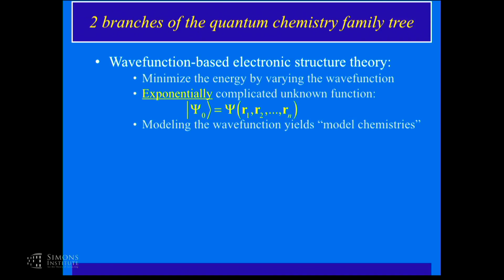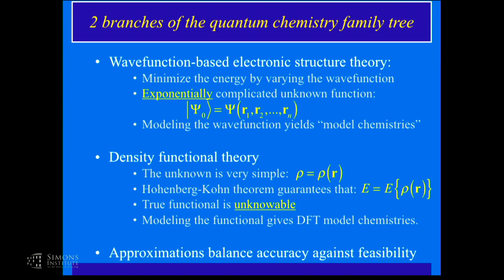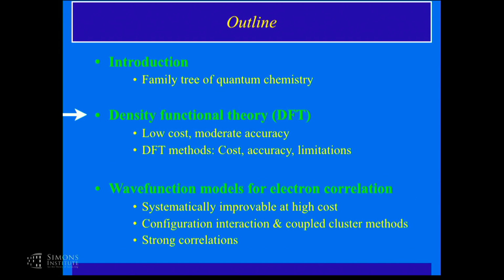Okay, so there are two branches to the quantum chemistry family tree, and one is modeling that exponentially complicated wave function. The other is modeling the, in principle exact, in practice unknowable density functional. And both of these define model chemistries, different approximations, different models, which are solved precisely enough that we can get those energy differences with the significance we need. And any approximation balances accuracy against feasibility. In other words, the perfectly accurate result, in principle, we know how to get it, but it's perfectly unfeasible, and the perfectly feasible ones are often perfectly inaccurate. Okay, so speaking of feasible and possibly inaccurate, we'll turn to DFT in a minute.